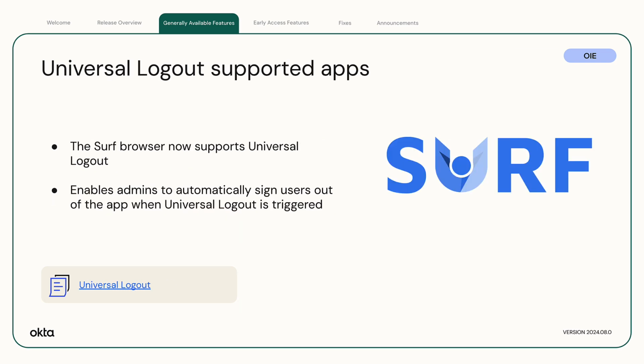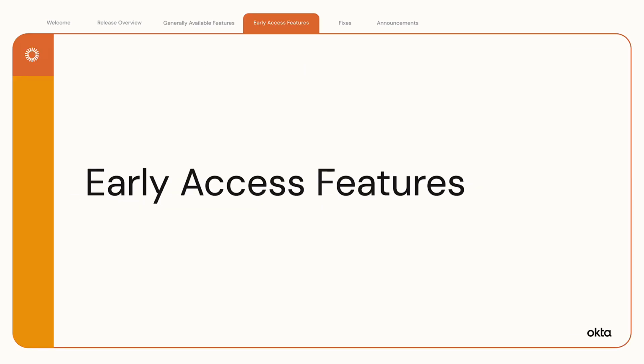Universal Logout supported apps. The Surf browser now supports Universal Logout. This enables admins to automatically sign users out of this app when Universal Logout is triggered. To unsuspend a user, restore the session through the Surf console or API. Let's wrap up with a look at early access features.